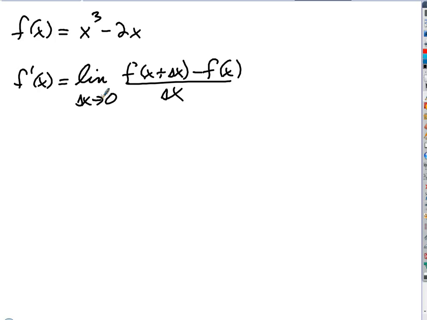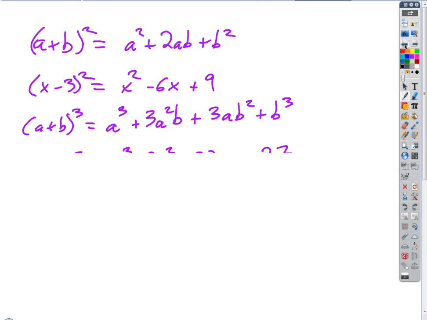Think about it in terms of a rise over a run, right? You always want to think about it in terms of this picture.